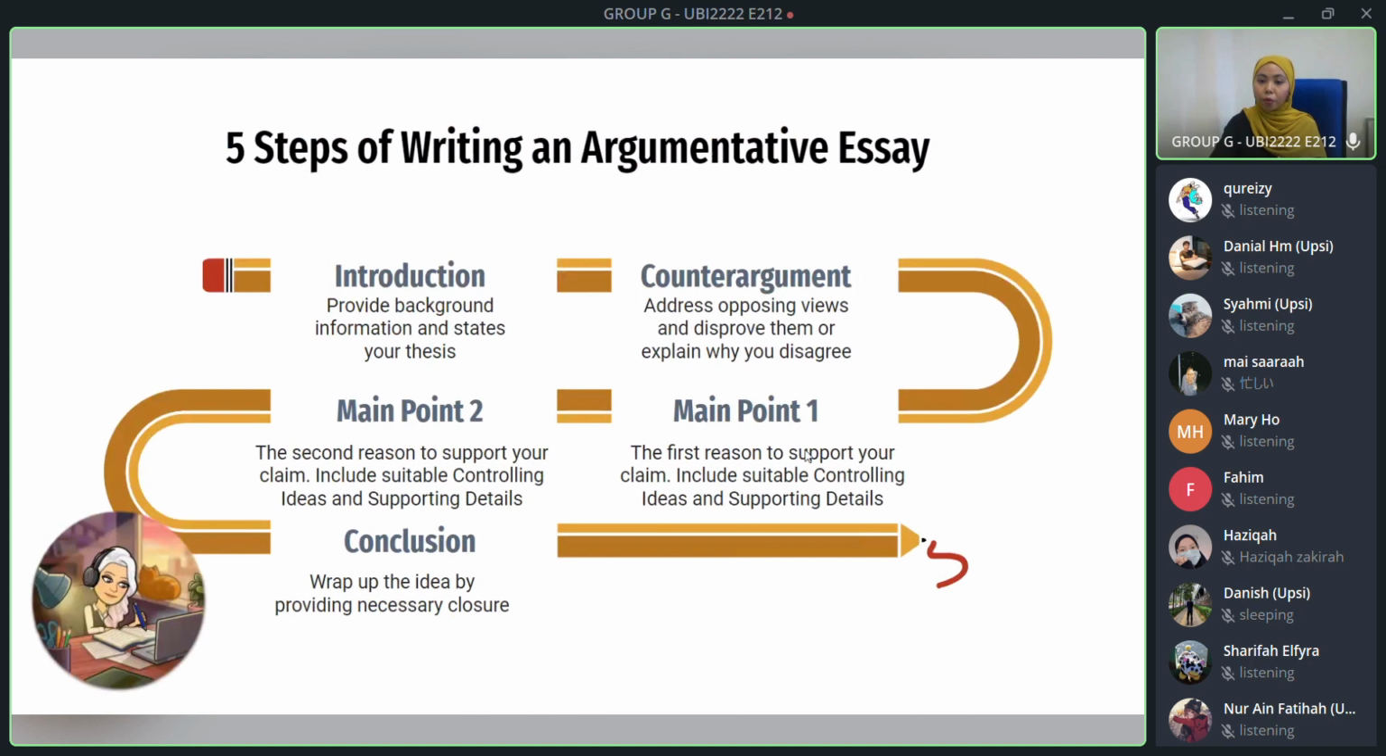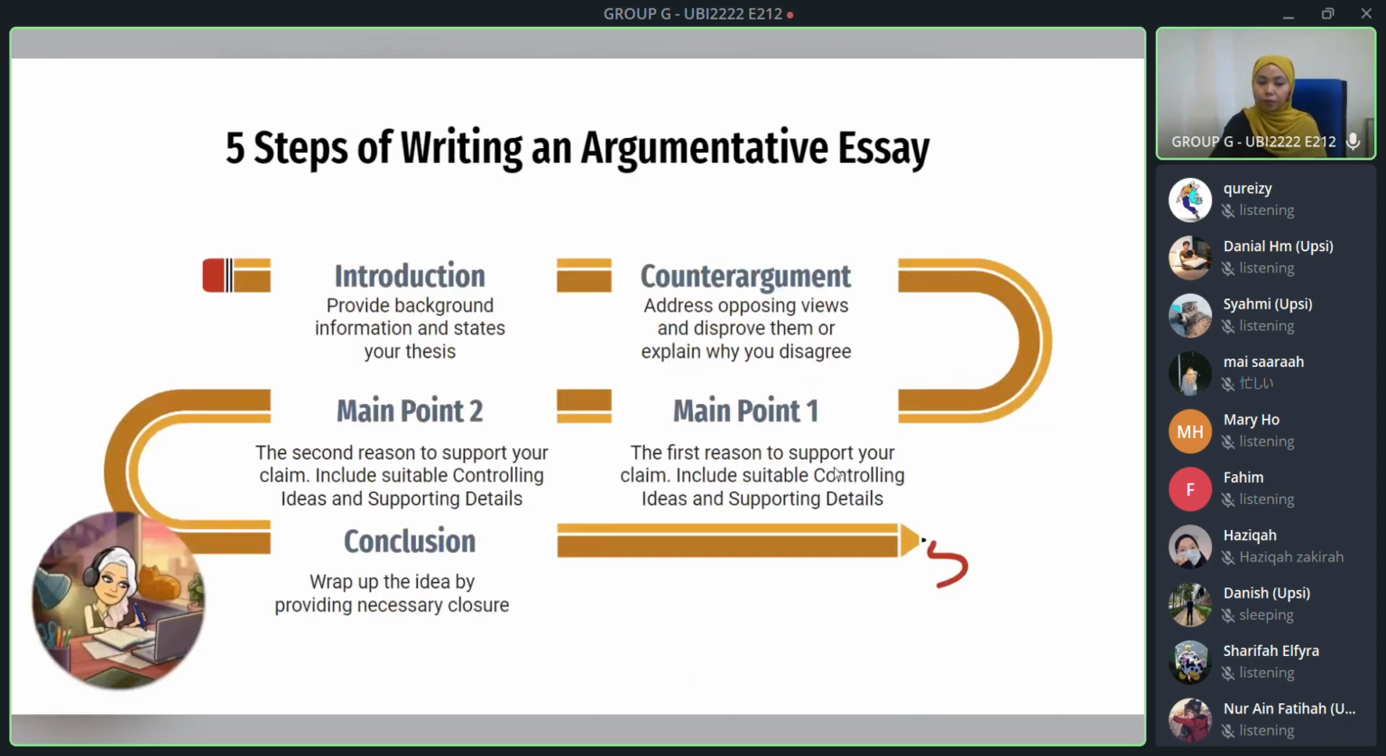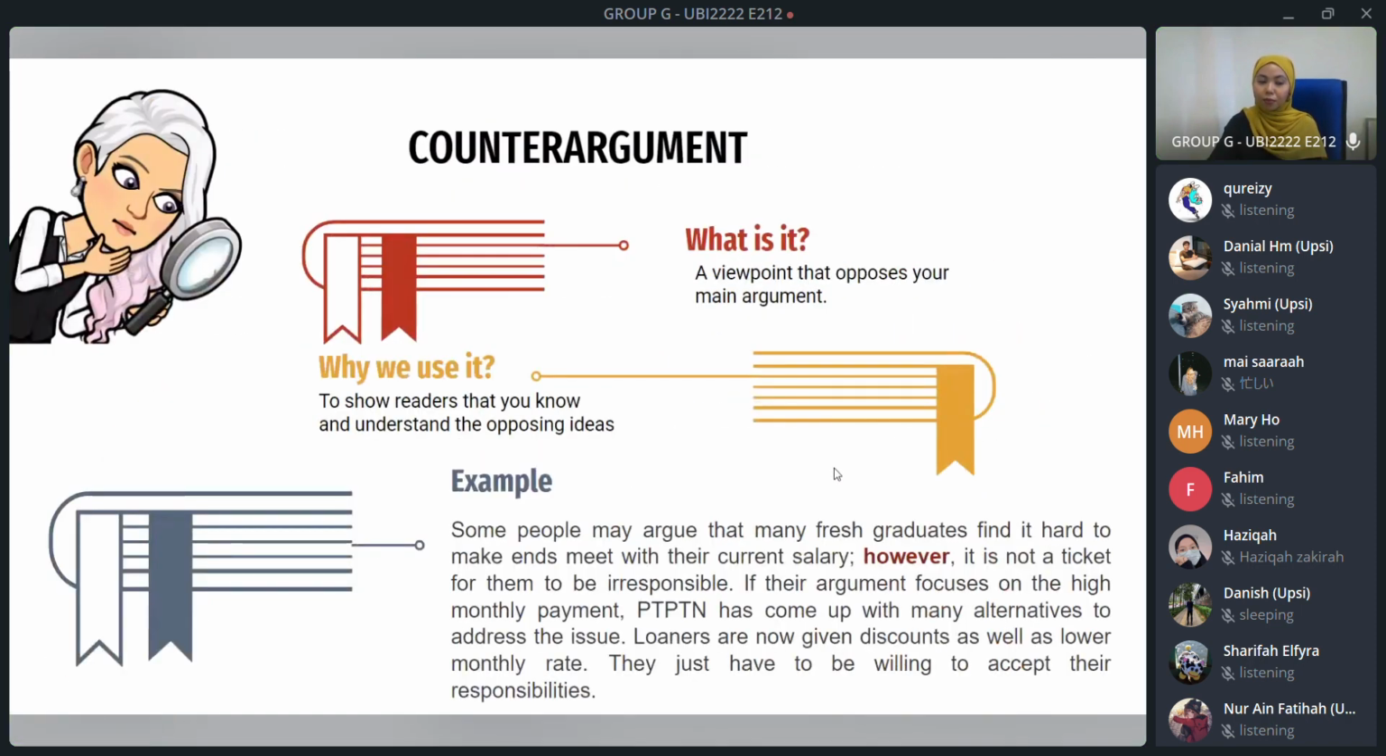So in this case, your main point 1 and main point 2 can come from value or policy, depending, or maybe even cause and effect. Okay? Is this okay with everyone? Can you all understand what an argumentative essay is?